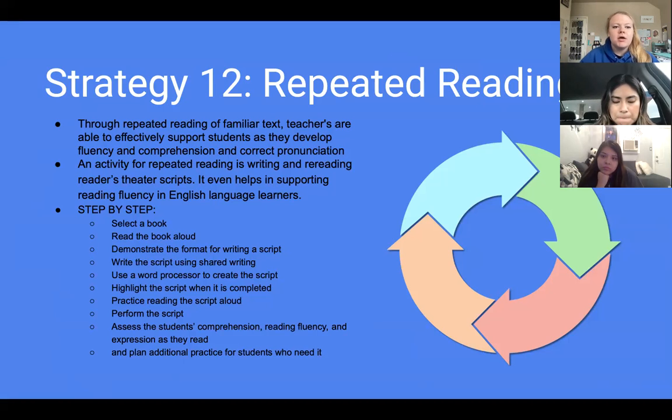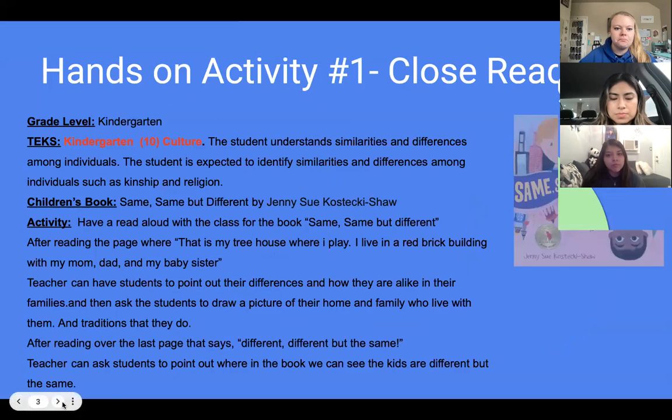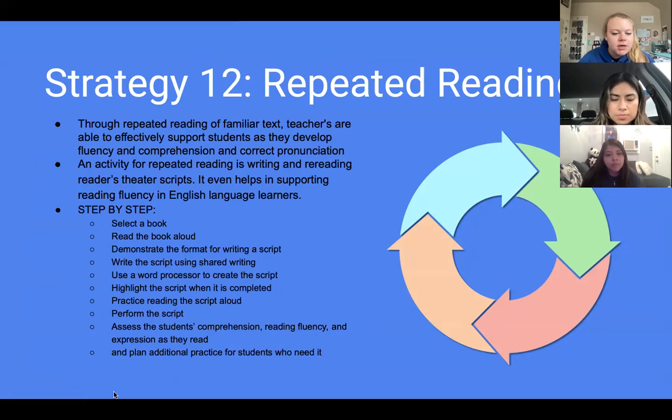So step by step, you select a book, read the book aloud, demonstrate the format for writing a script, write the script using shared writing, and use a word processor to create the script. So you could use technology for this. Highlight the script when it is completed, practice reading the script aloud, perform the script, assess the students' comprehension, reading fluency, and expression as they read, and plan additional practice for students who need it.